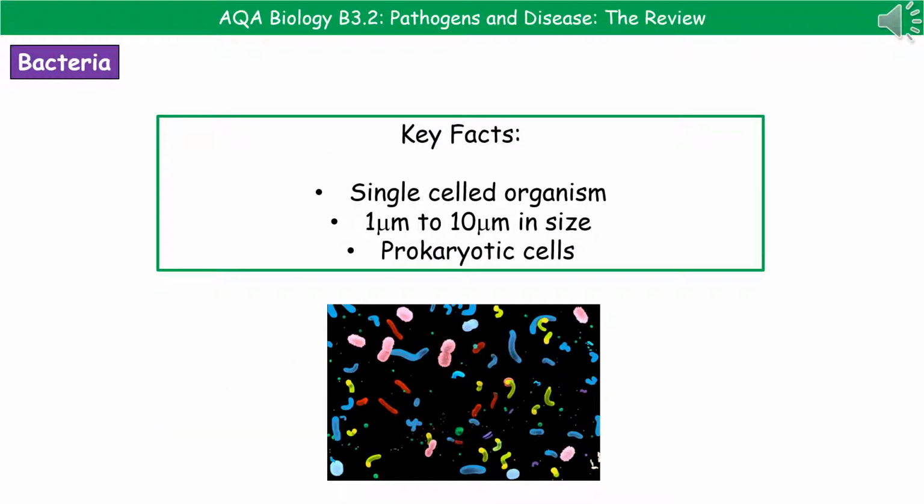If we think about bacteria first of all, then hopefully this is a bit of a recap on your first topic where you looked at prokaryotic and eukaryotic cells. So bacteria are prokaryotic cells. They're actually single-celled organisms, and they range in size from about 1 micrometer to 10 micrometers in size. And in the picture at the bottom there, you can see a very small sample of the different sizes and shapes of them that we actually see in the world.